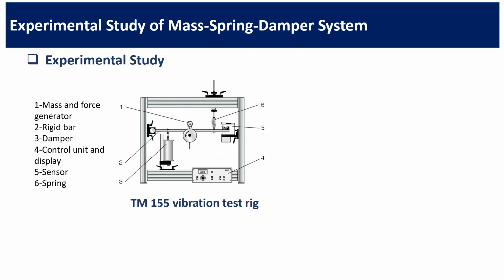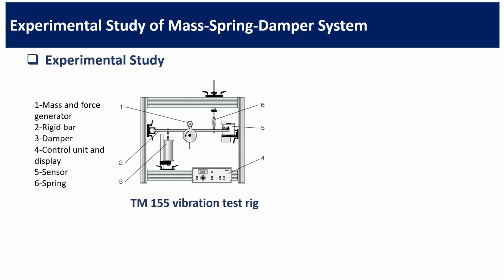Now, let's look at the experimental study of this system. We can use TM155 vibration test rig in this purpose. This test rig contains mass and force generator, rigid bar, damper, control unit and display, sensor and spring. Therefore, it has all the elements necessary to study mass spring damper system.